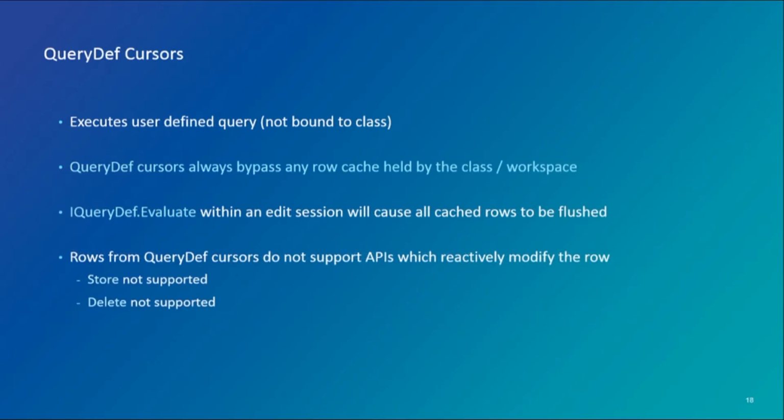Okay, the fourth type was these QueryDef cursors, and as I said, these are not bound to the class. QueryDef cursors have the behavior of always bypassing any cached rows. Activating the cursor, just like the search cursor, will cause any cached rows to be flushed. This happens for a QueryDef on the call to evaluate. Rows that you get back from QueryDefs cannot be modified. They do not support being called on store or delete like the search cursor did.